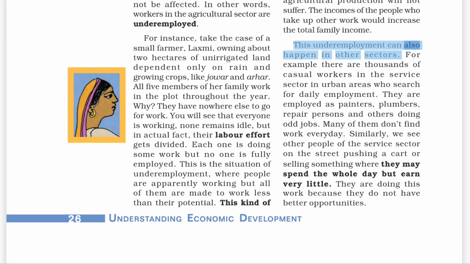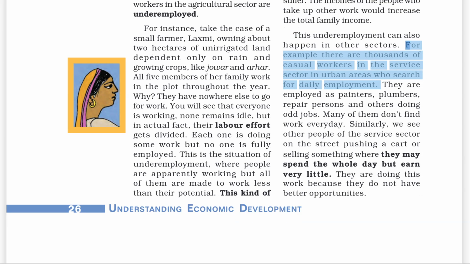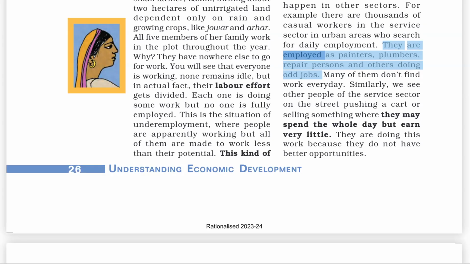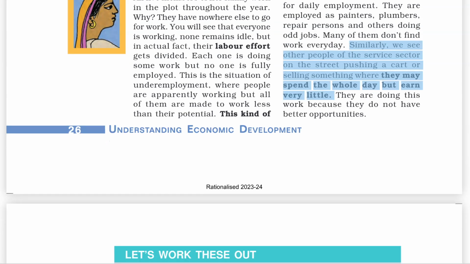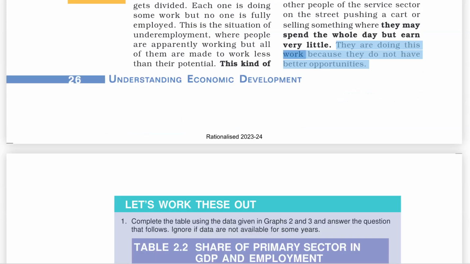This underemployment can also happen in other sectors. For example, there are thousands of casual workers in the service sector in urban areas who search for daily employment. They are employed as painters, plumbers, repair persons, and others doing odd jobs. Many of them don't find work every day. Similarly, we see other people of the service sector on the street pushing a cart or selling something where they may spend the whole day but earn very little. They are doing this work because they do not have better opportunities.